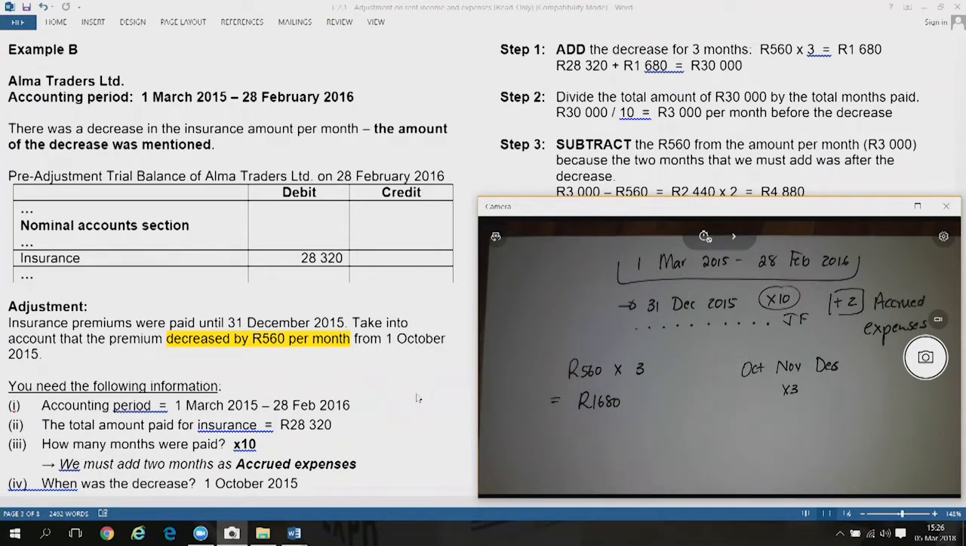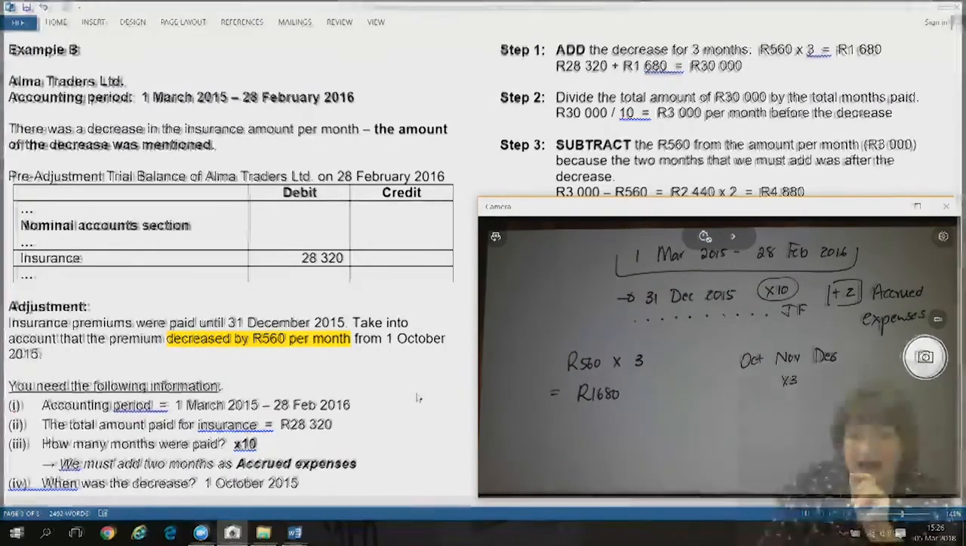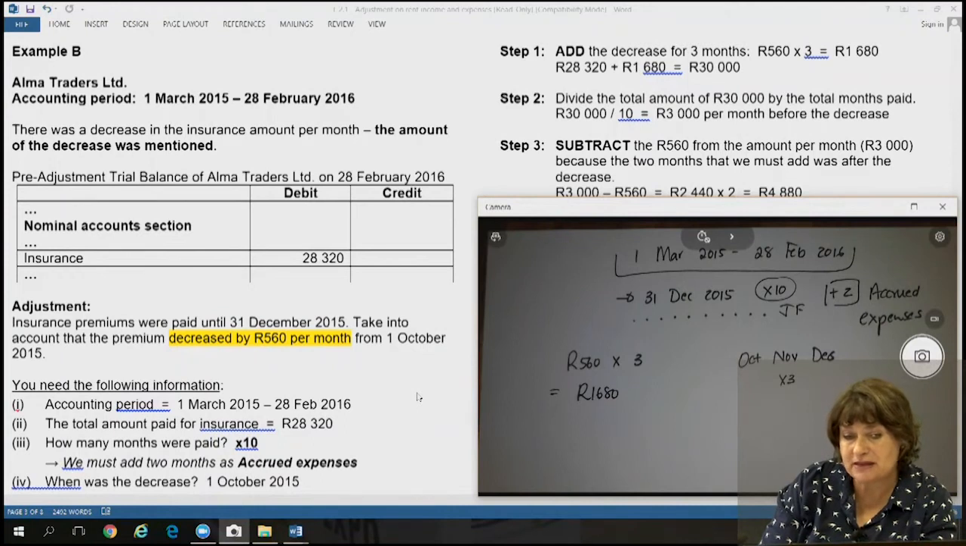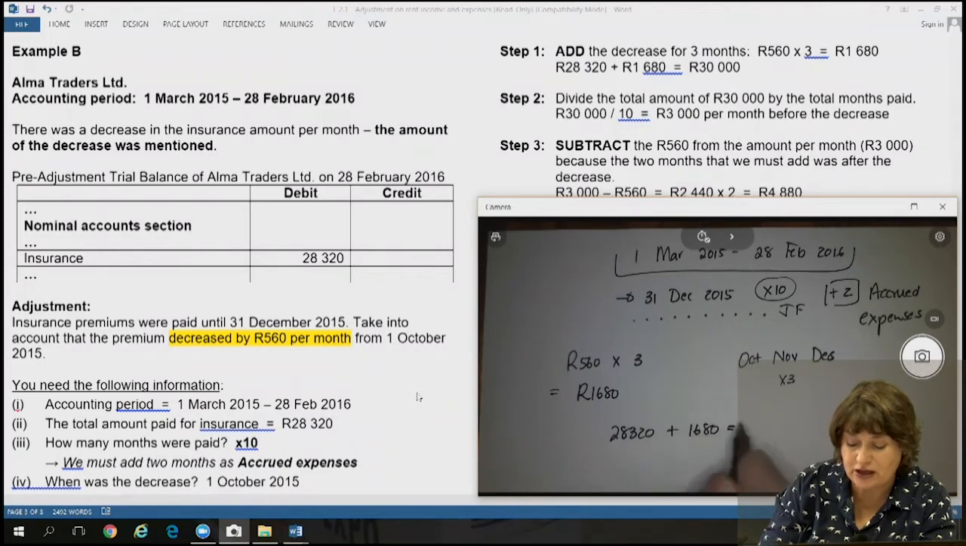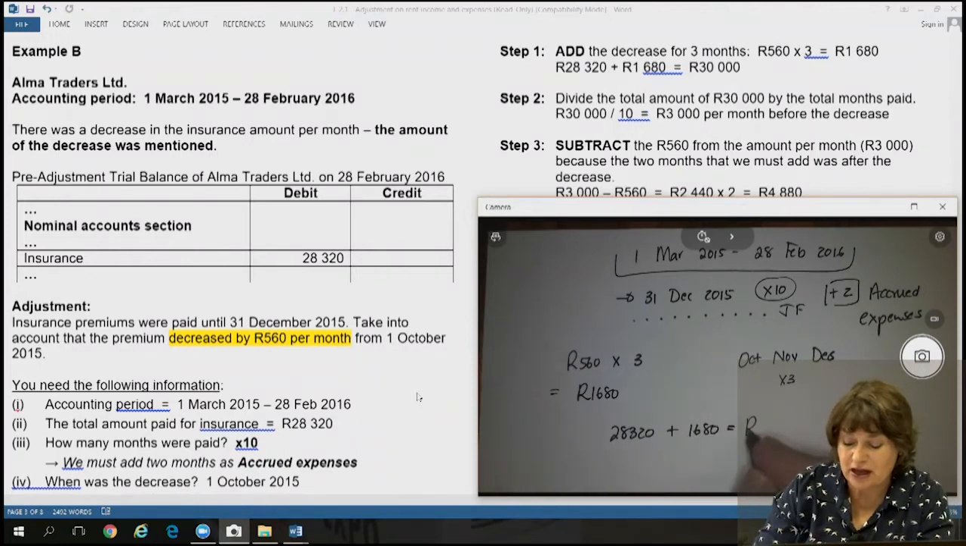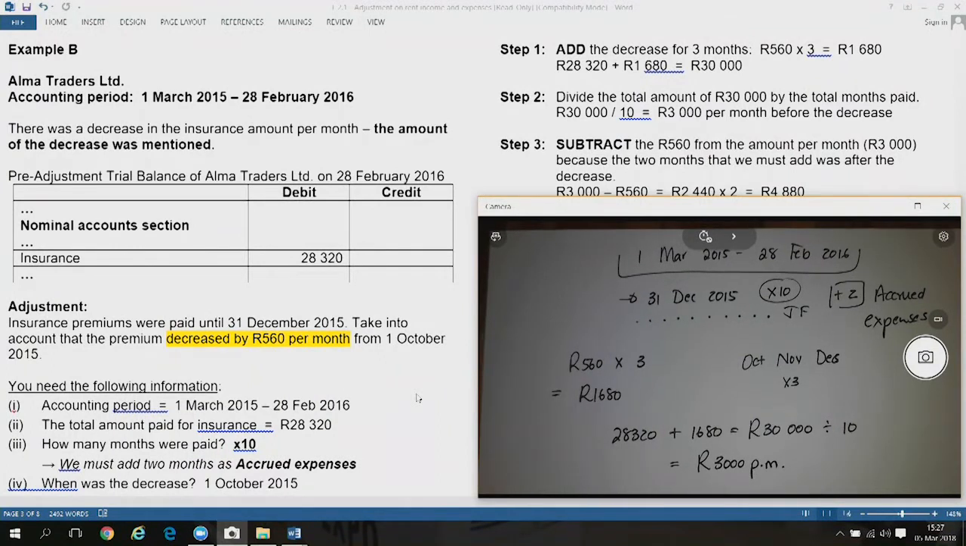Because it decreased, we must add it back. If you look on top of my workings, there's step 1. Add the decrease for the 3 months. So you take the 28,320 and we plus the 1,680. Why did we plus it? Because otherwise we cannot divide it. Now you can divide it by 10. That gives you 3,000 Rand per month.